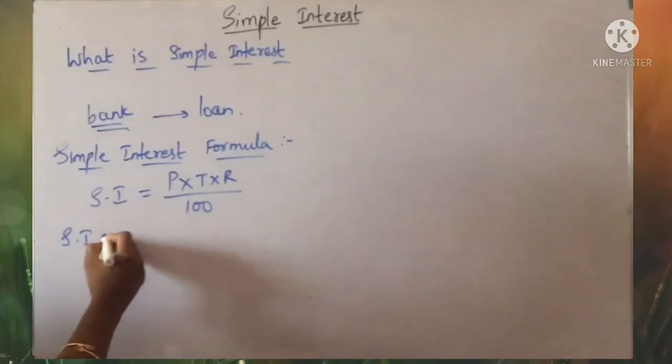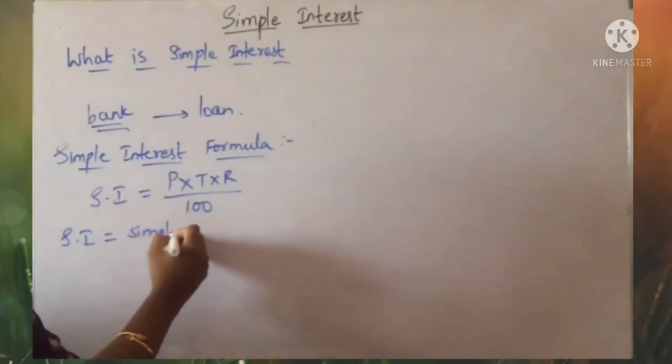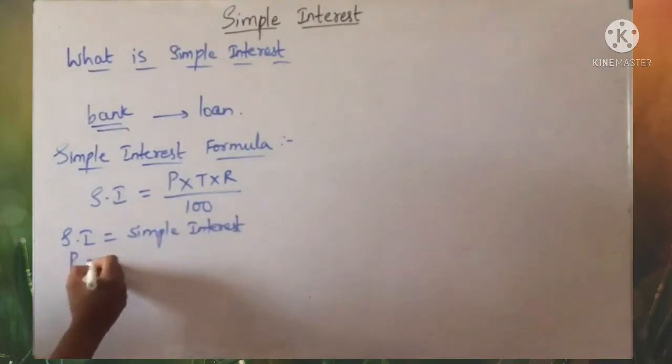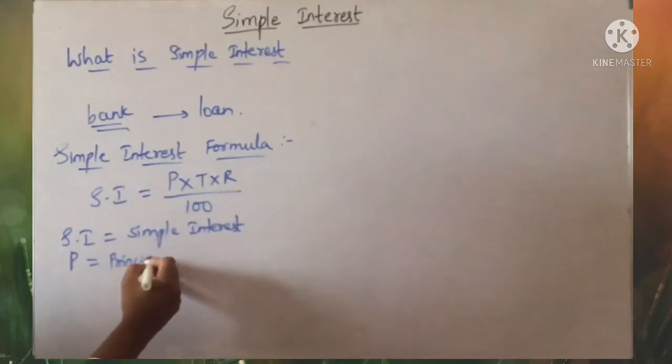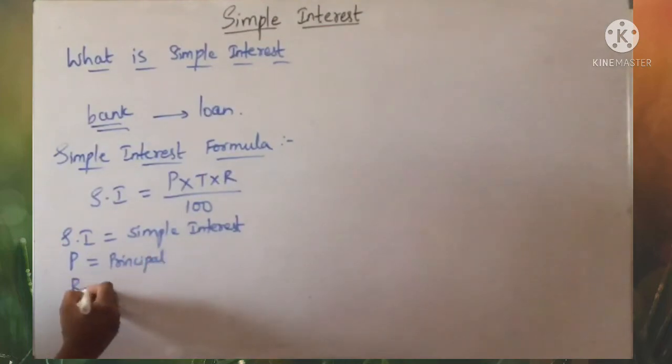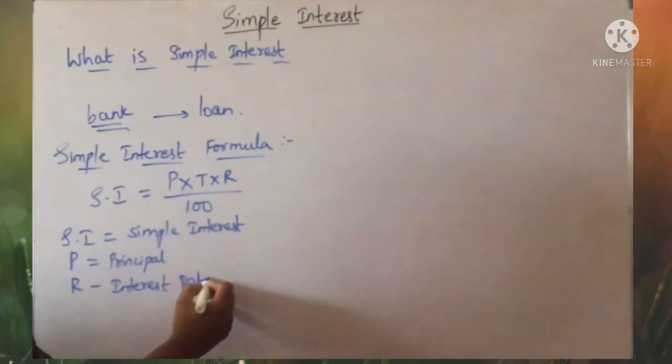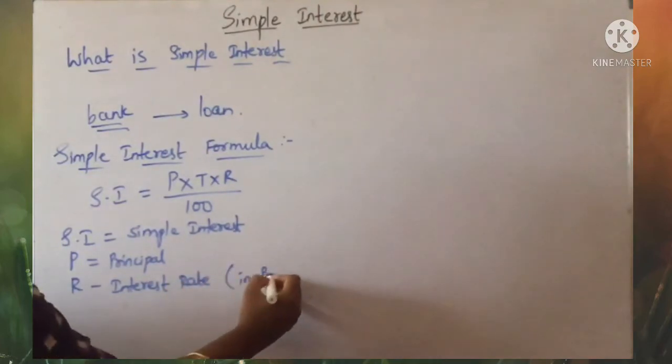Then what does SI mean here? SI is nothing but the simple interest. Okay. Then what is P? P is nothing but the principal. Next, what is R? It is nothing but the rate of interest or interest rate. Okay. So this will be in percentage.